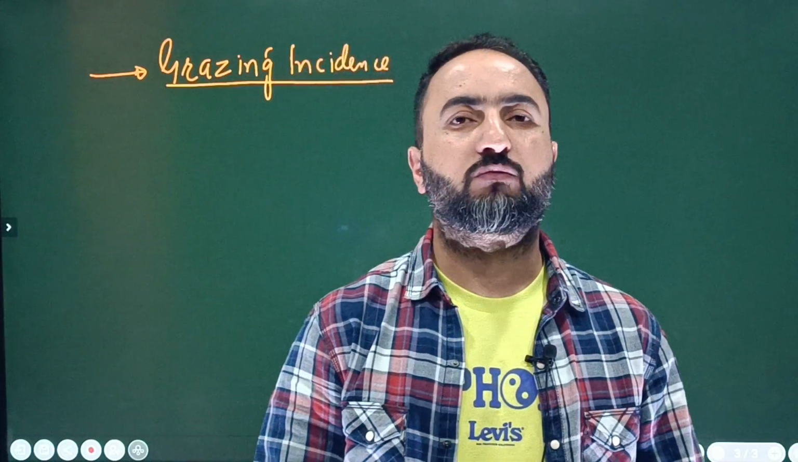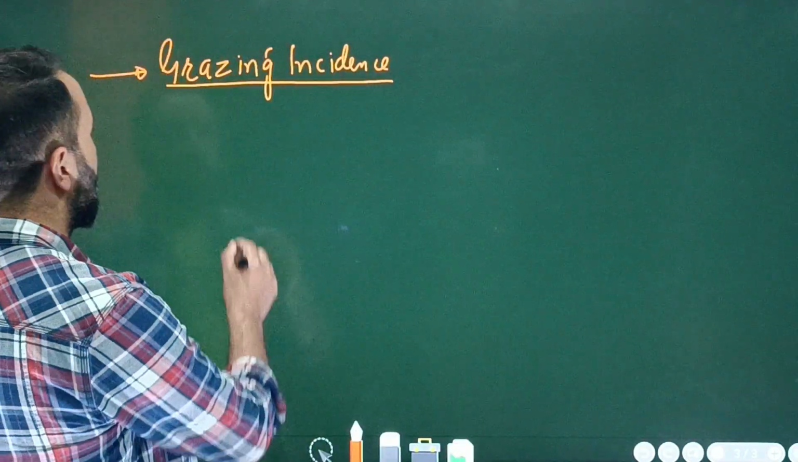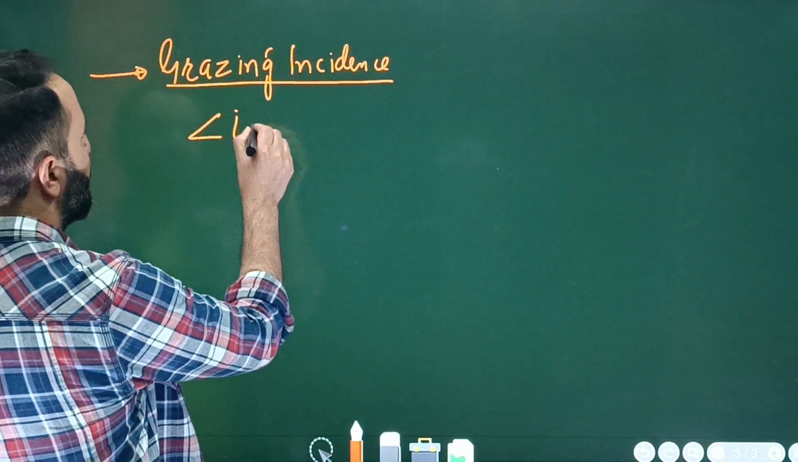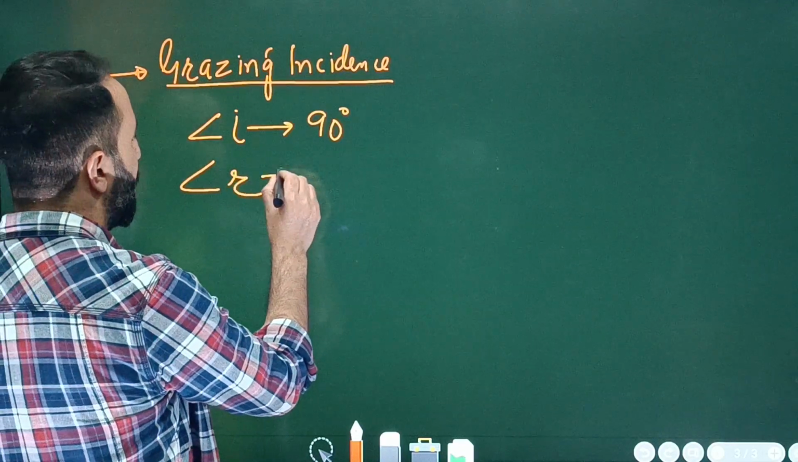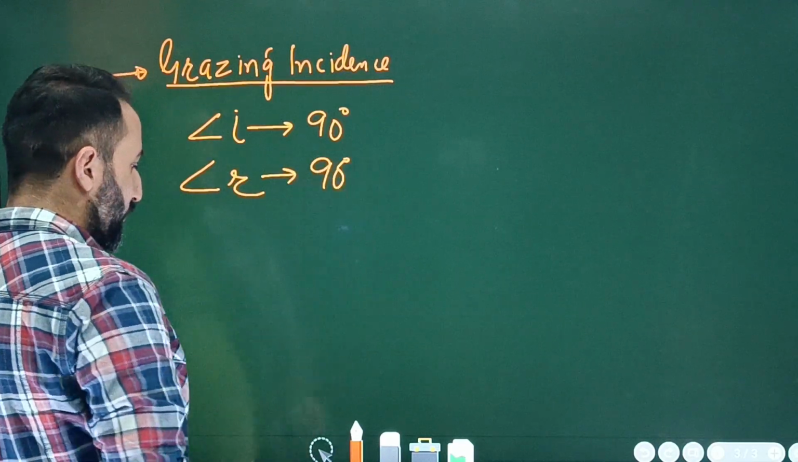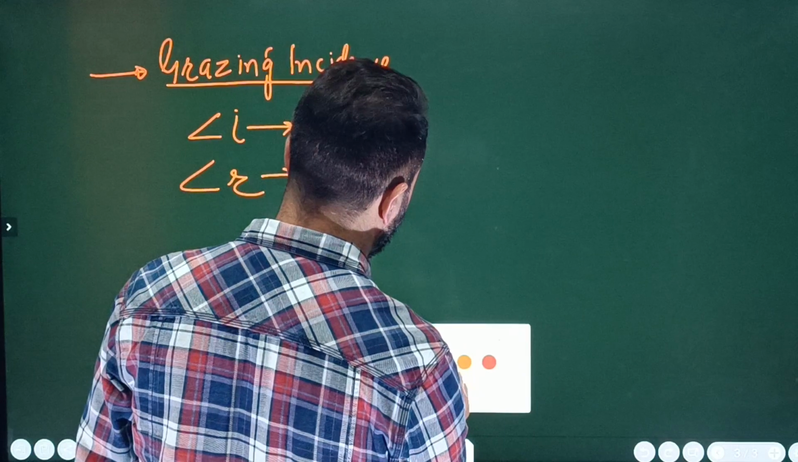Obviously, it will be equal to 89.999 degree. So that's what I will write down: the angle of incidence is tending to 90 degree. Then what about the angle of reflection? That will also be tending to 90 degree. So angle of reflection will also be tending to 90 degree.